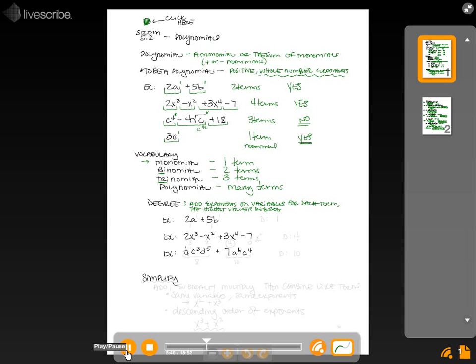Okay, so we got 3 examples here. Notice two of them are the examples from above, the 2 that were polynomials. Okay, the first one here, we've got 2a plus 5b. Well, the exponents aren't written in there. They're understood to be 1s. We could add them in there if we need to. So the first term has a value of 1 because there's only one exponent there. Second term has a value of 1. So the degree here is 1. That's the biggest value on the terms.